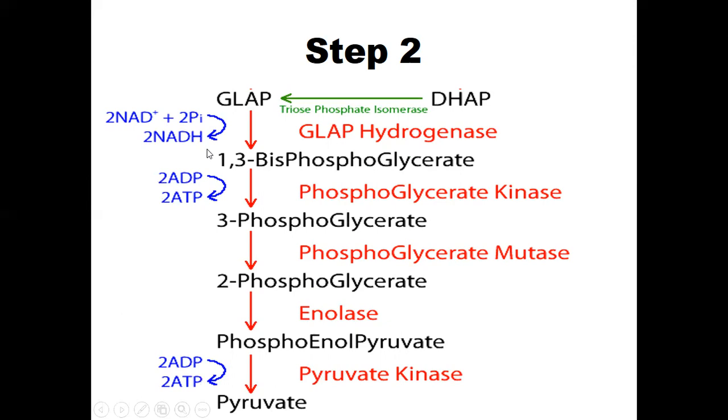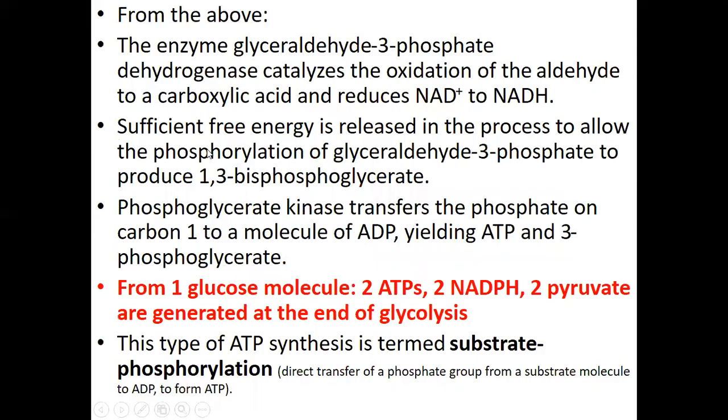So at the end of the glycolytic pathway, you'll be having 1 molecule of glucose producing 2 molecules of ATP. Remember, in the first stage, we use 2 molecules of ATP. In the second stage, we produce 4 molecules. So the net balance will be 2 molecules of ATP, 2 molecules of NADH, and 2 molecules of pyruvate generated at the end of glycolysis.